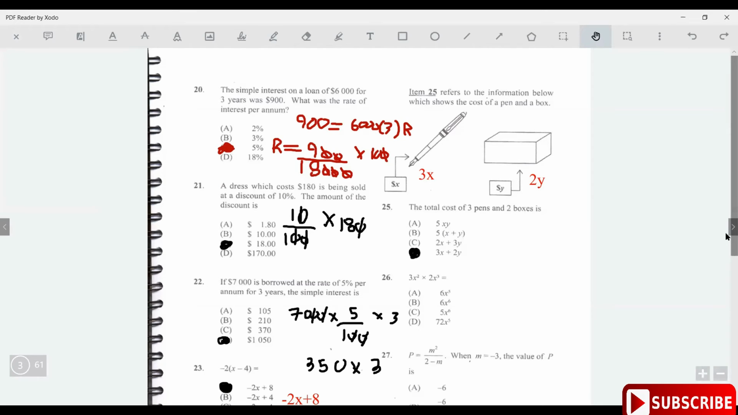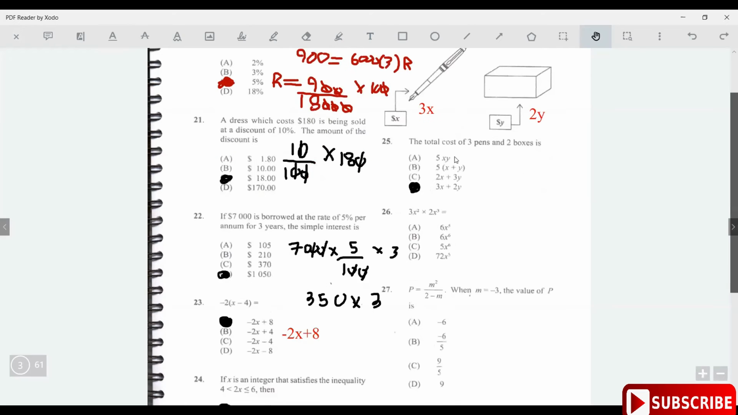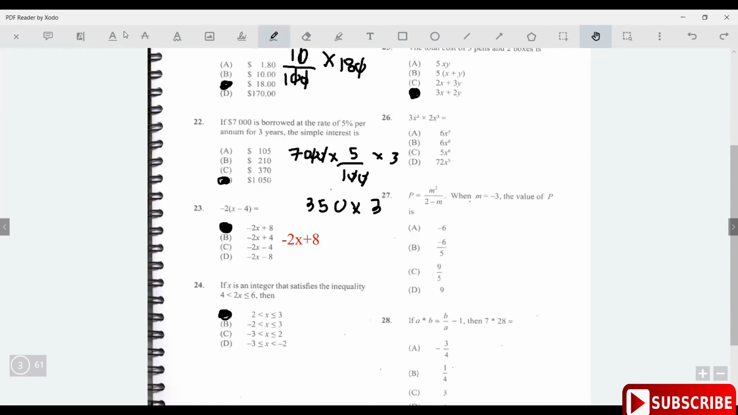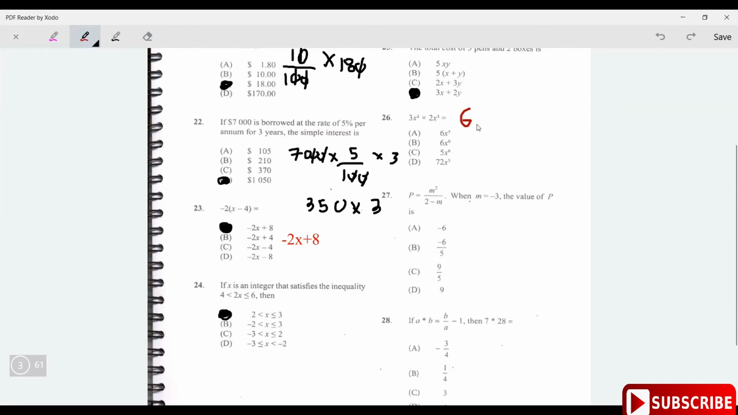Question 26. It says 3x squared times 2x cubed. So when you're multiplying these, you have to multiply the numbers. 3 times 2 is 6. Then to multiply x squared times x cubed, when the bases are the same, we add the powers. X squared times x cubed is x to the 5th, so you get 6x to the 5th. Easy question.